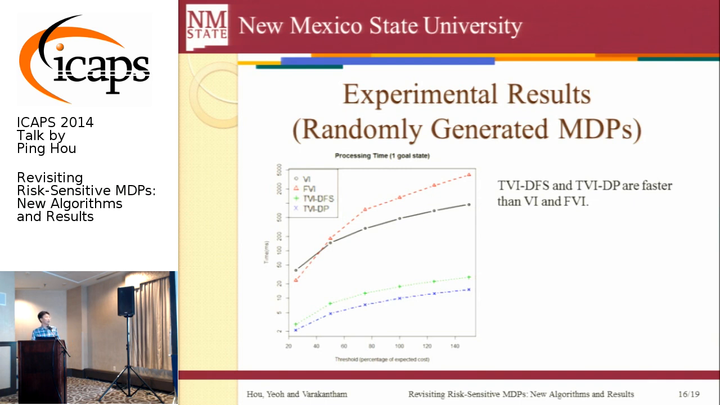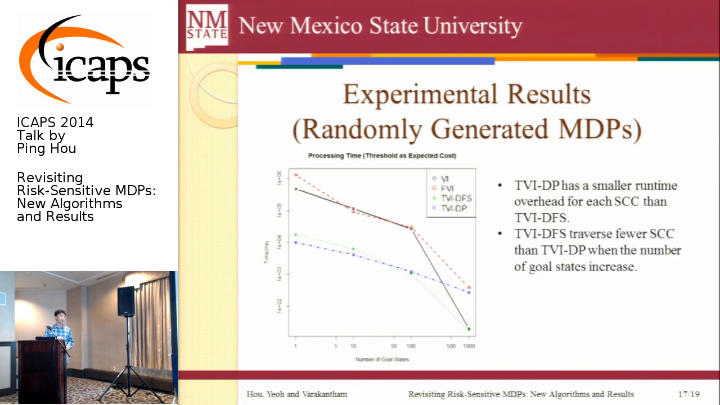Here, the black one is VI, the red one is FVI, the green one is TIDFS, and the blue one is TIDP. The scale is exponential, so you can see TIDFS and TIDP are much faster than VI and FVI. For this set of instances, we only assume one goal state. So TIDP is faster than TIDFS.